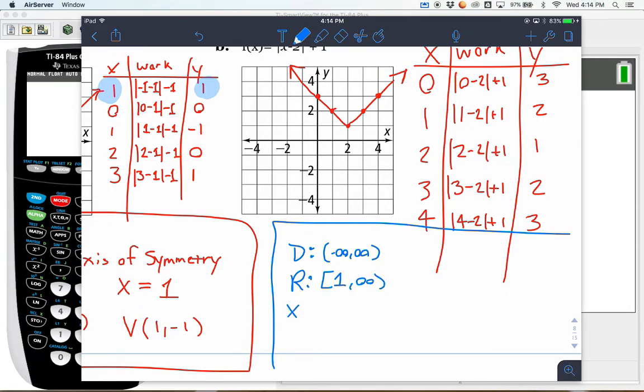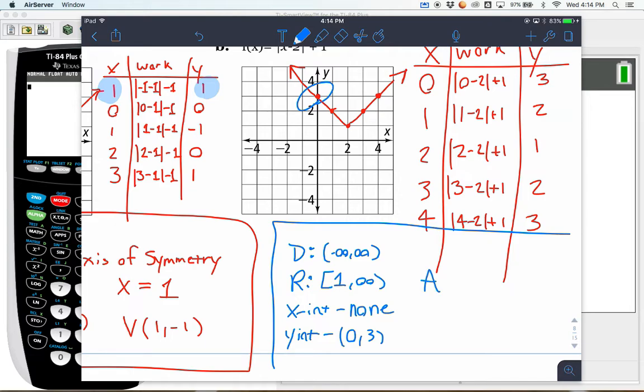Okay, and let's see, x-intercepts. There are none. It doesn't ever cross the x-axis, so you can just put none for that. Y-intercept. This one only has one y-intercept. Usually they're only going to have one y-intercept. And that is at 0, 3.